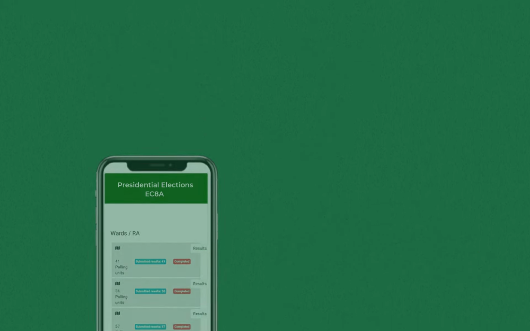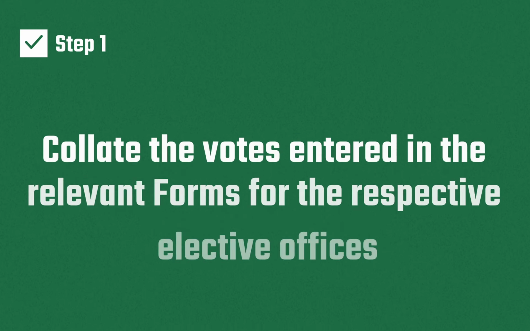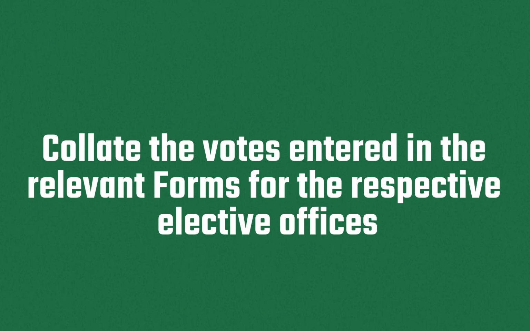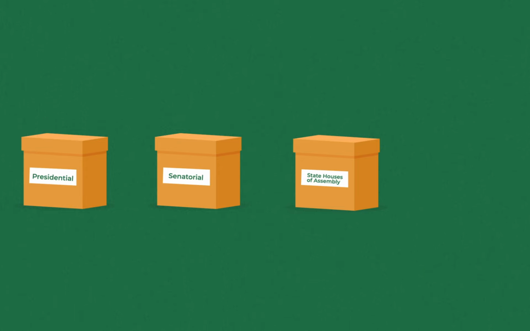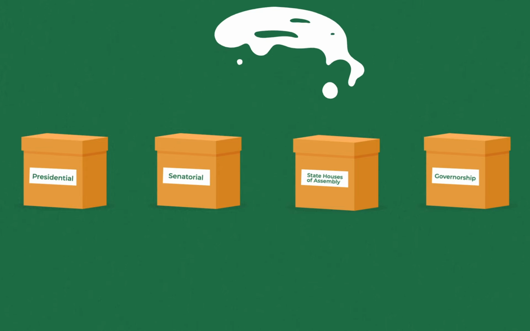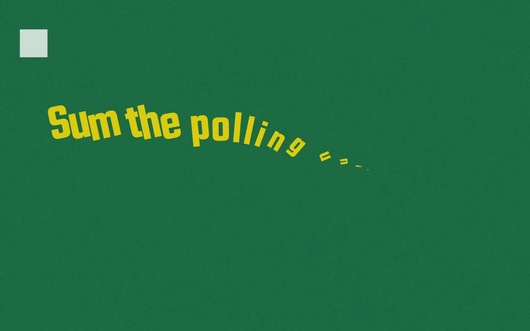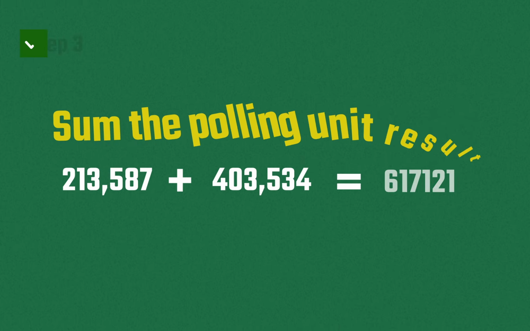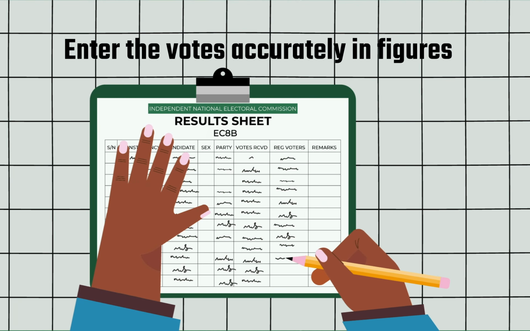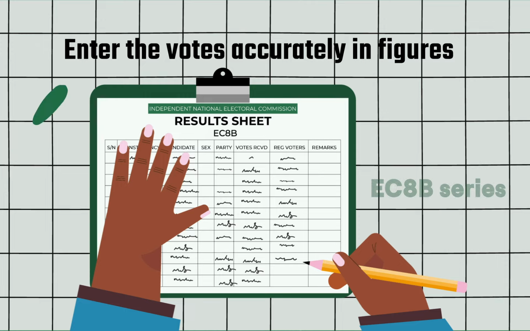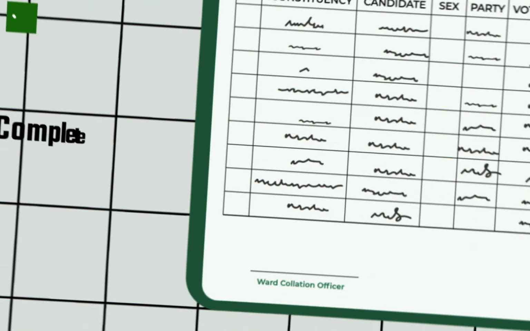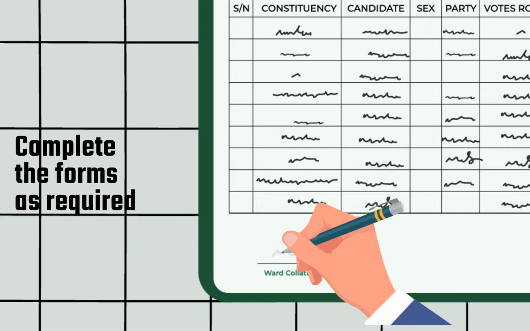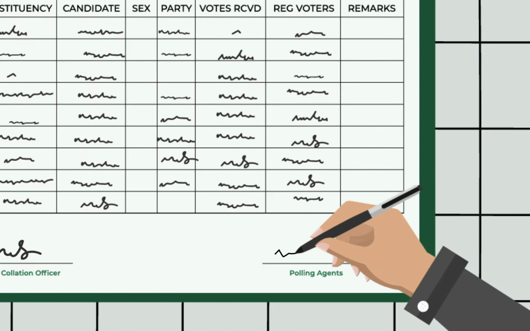The registration area or ward collation officer will then: 1. Collate the votes entered in the relevant forms for the respective elective offices, that is, presidential, senatorial, House of Representatives, governorship, or state houses of assembly elections, as the case may be. 2. Sum the polling unit results to get the registration area or ward summary. 3. Enter the votes accurately in figures and words on INEC Form EC8B. 4. Complete the forms as required, date and sign it and request the polling agents to countersign.